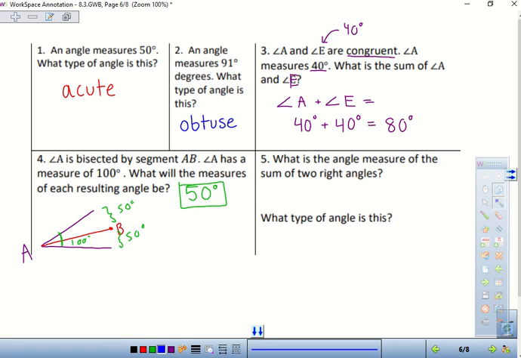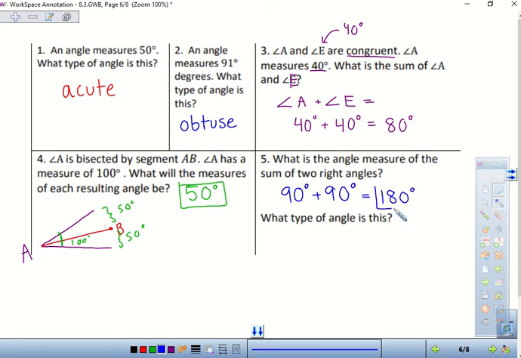What is the angle measure of the sum of two right angles? Good. So one right angle is 90 degrees. Right angles are always exactly 90. So it'll be 90 plus another right angle, which is 180 degrees.